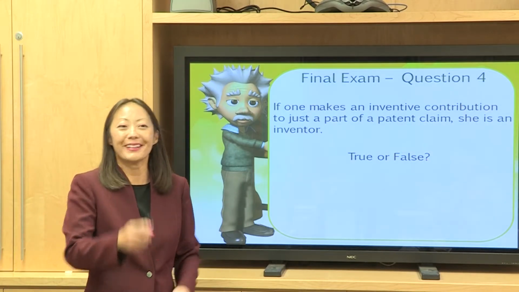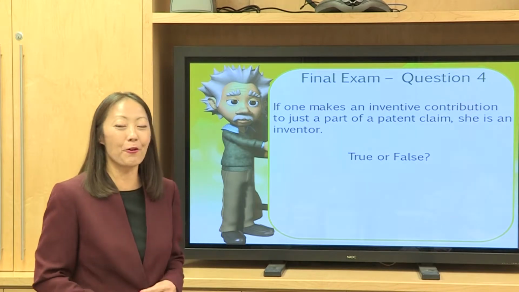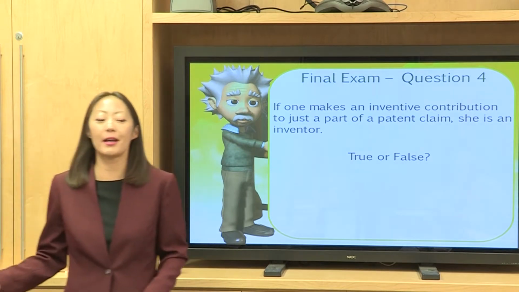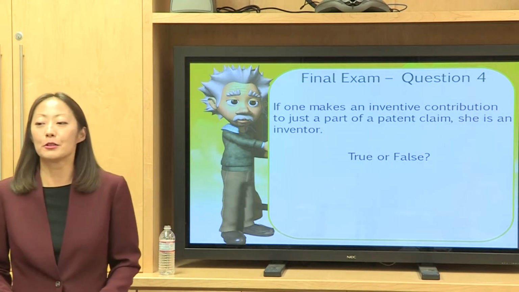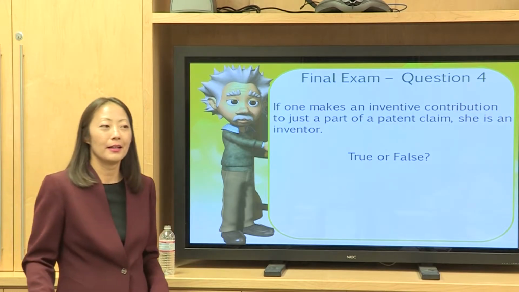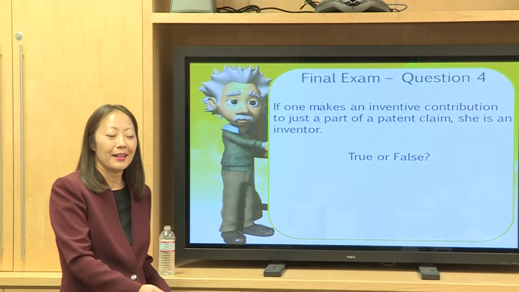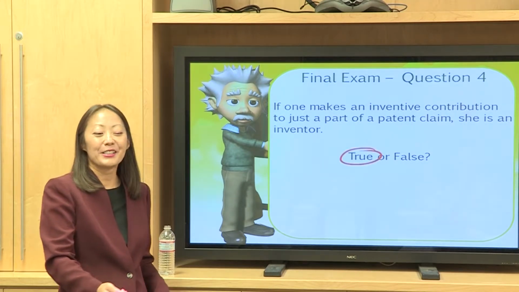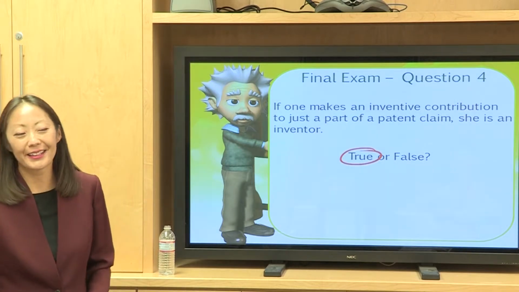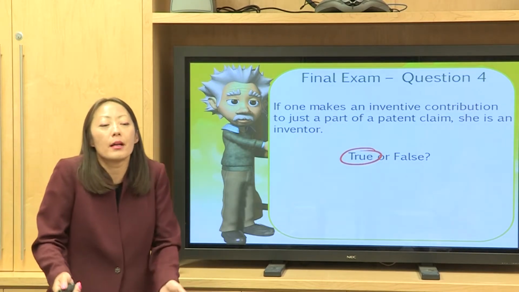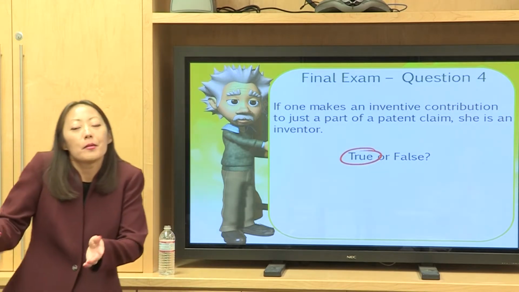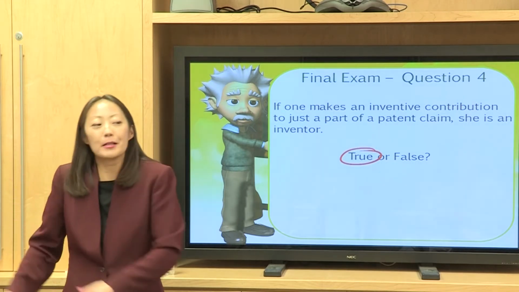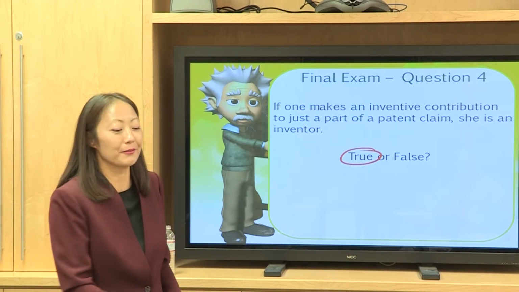Final exam question number 4, and then we'll have questions after. If one makes an inventive contribution to just a part of a patent claim, she is an inventor. True or false? True. Yes. It's a little bit vague, it's sort of an ambiguous question. Yeah, true. It depends. Yeah, it is a little bit vague. On the part of a patent claim, sometimes parts of claims do actually make for an inventor.